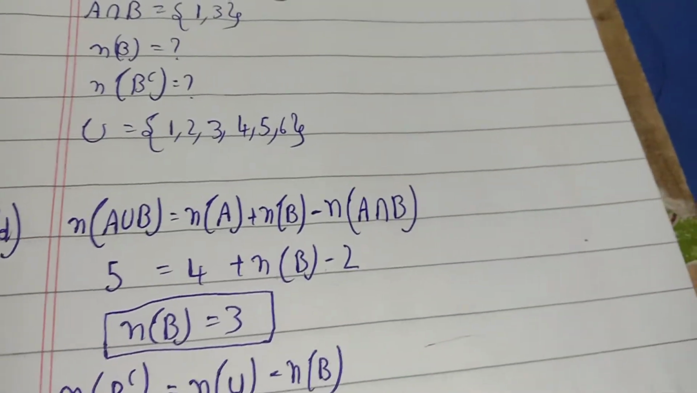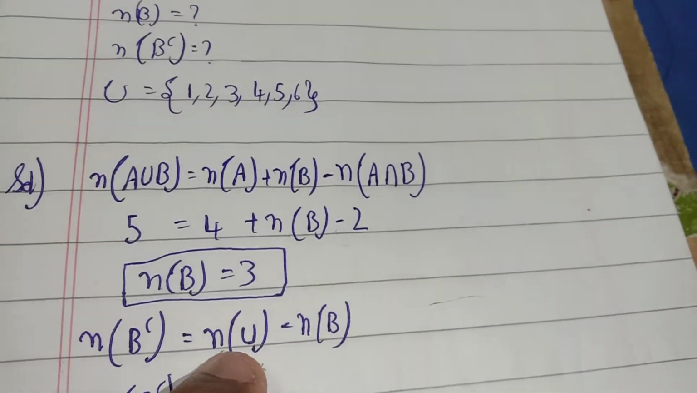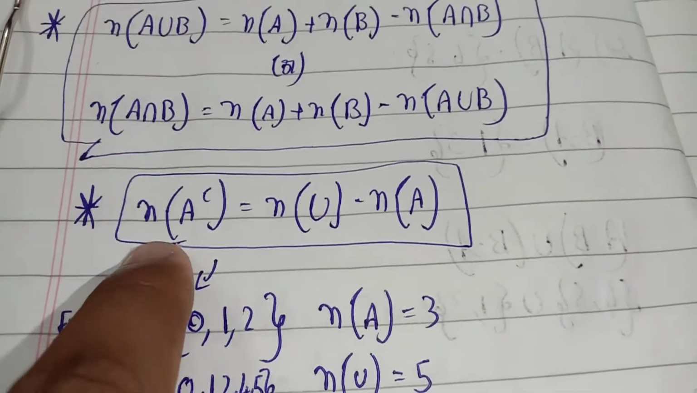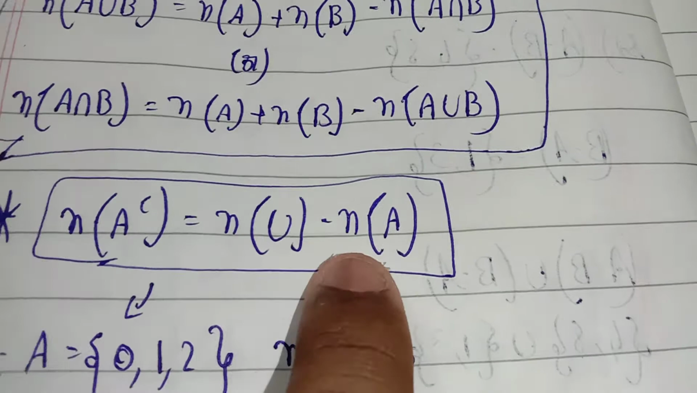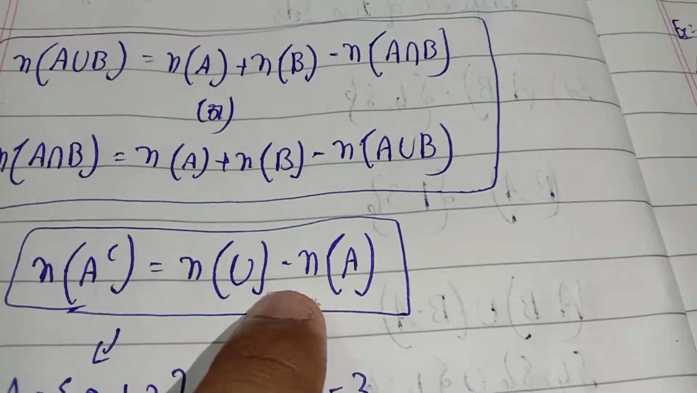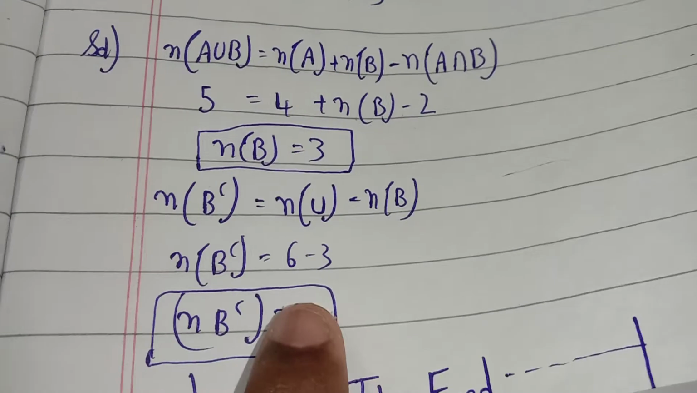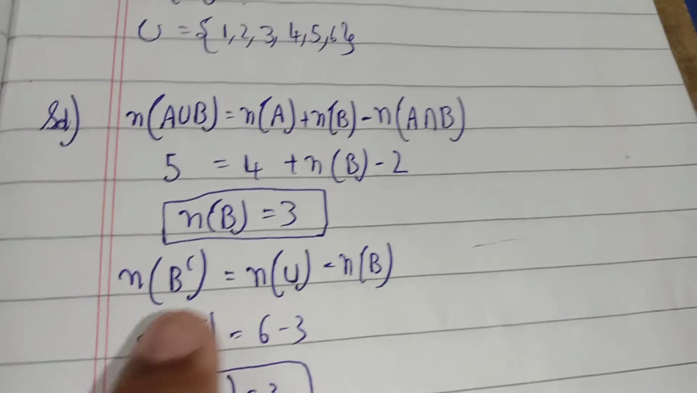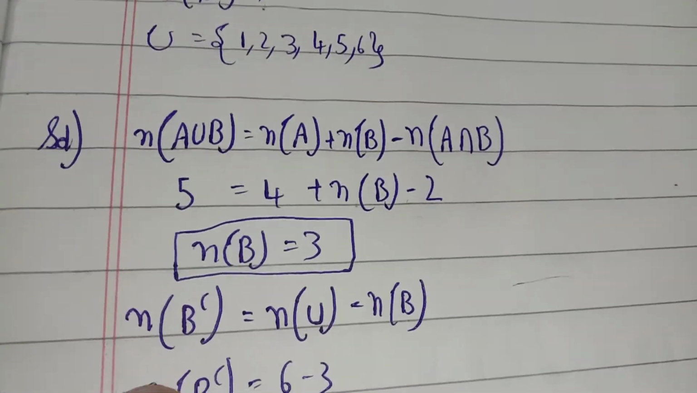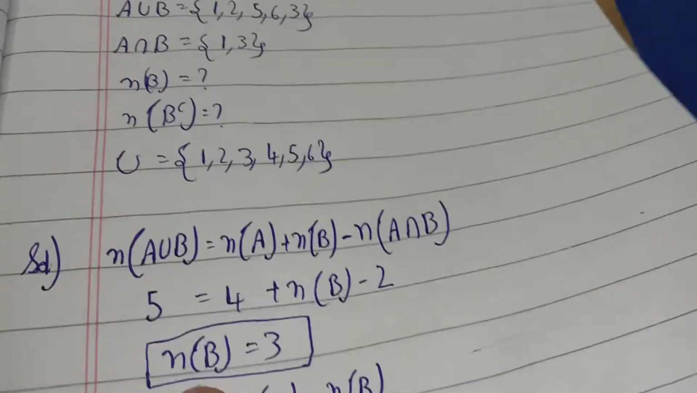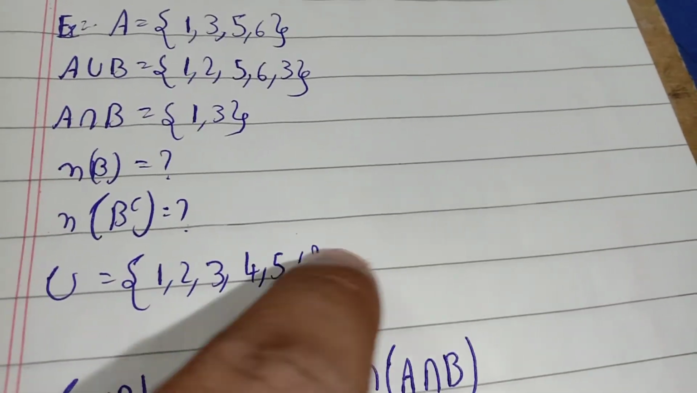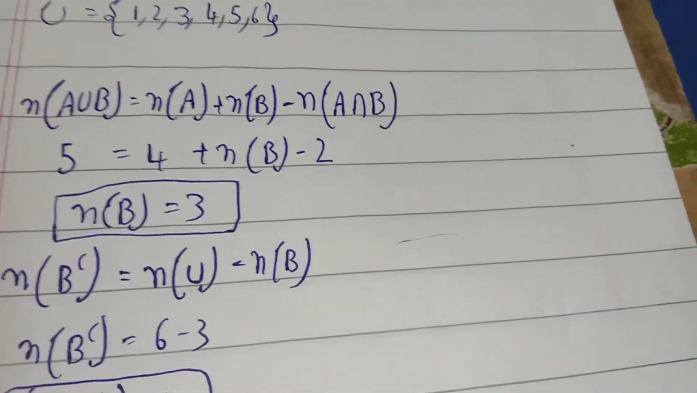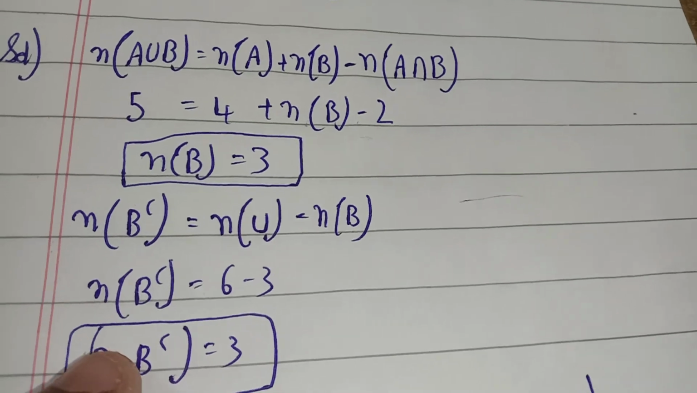The formula for N of complement of B is N of U minus N of B, guys. Just the letter we should change. N of complement of B we should find. N of U they gave, 6 elements are there, and N of B we just found is 3. So the number of elements in complement of B equals 3, guys.